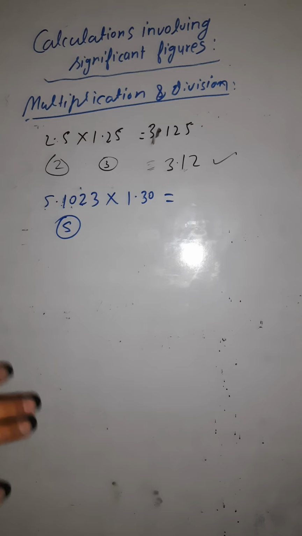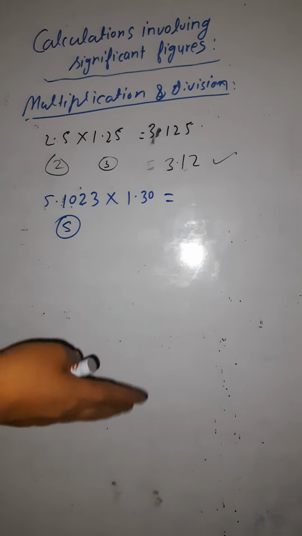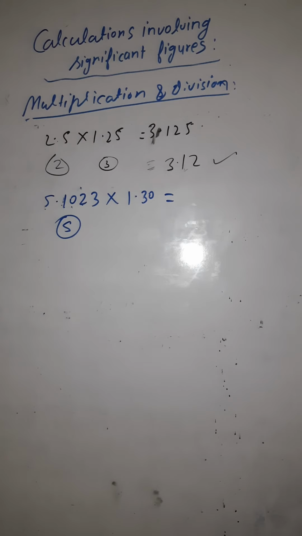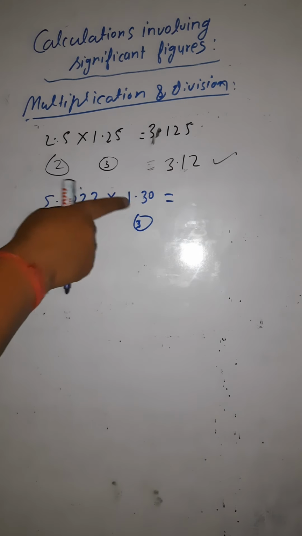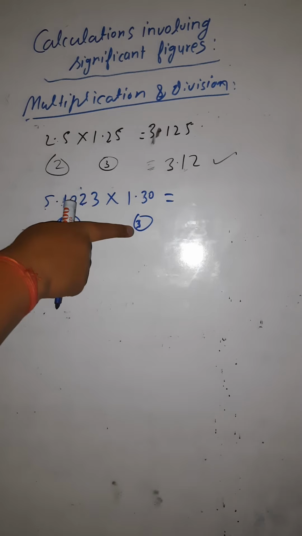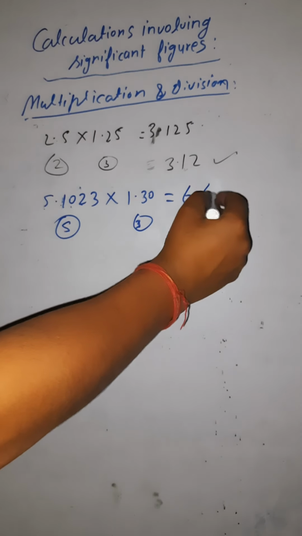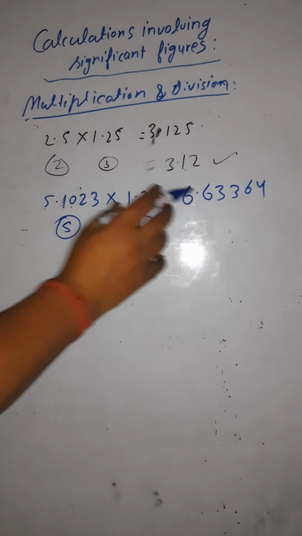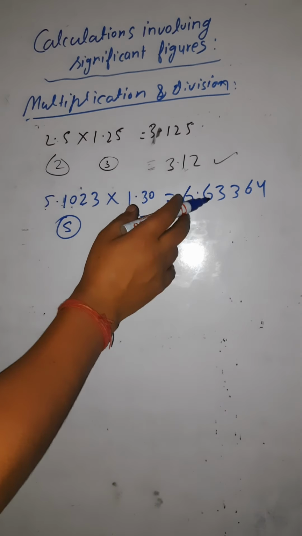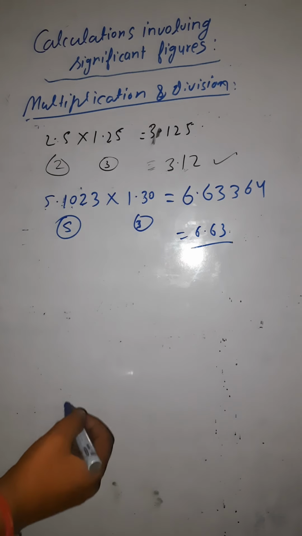If you still don't know about significant figures, just go through the previous lecture, where we have already discussed them. So here we have five significant figures and here we have 3 significant figures. You would report the result according to this term, because it has 3 significant figures. So the result should have 3 significant figures. If you multiply these two, you get 6.63364, but this is not the correct answer. It should have 3 significant figures, so you would write this as 6.63. 1, 2, 3 significant figures. Are you getting this?